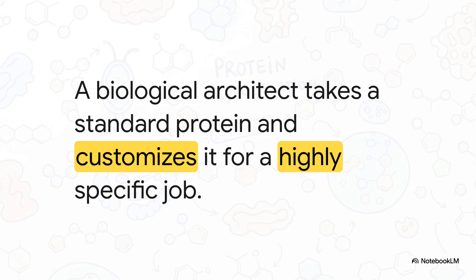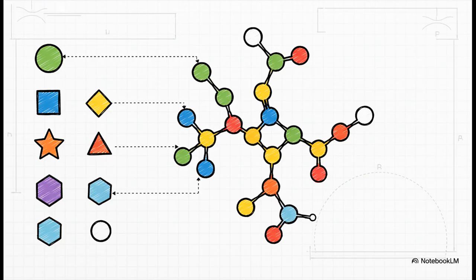A really great way to picture this is to think of a hidden architect working inside our cells. This architect takes a standard, freshly made protein, sort of the basic building block, and adds these really intricate sugar structures to it, turning it into a highly specialized tool designed for one very specific job. And, just like any architect, this one has its own set of blueprints.